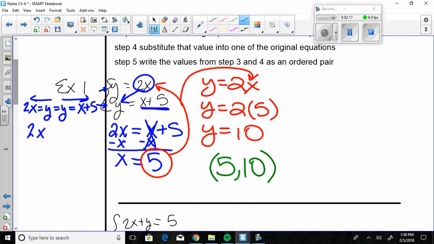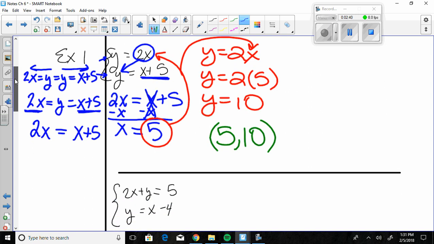Well, y is just the same thing as y. So 2x is equal to y, which is equal to x plus 5. But if this is equal to y, and y is equal to this, then they can be equal to each other. So you have 2x is equal to x plus 5, and from there you just solve down like we did before. It's up to you which way you want to do it, or which way you want to think about it, whichever one is easier for you to catch on to.